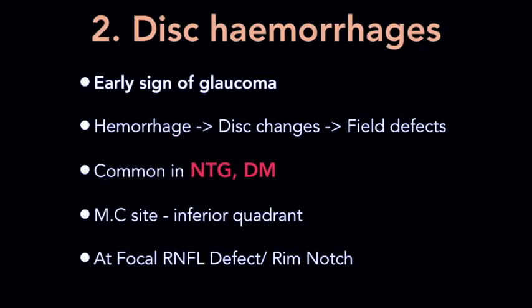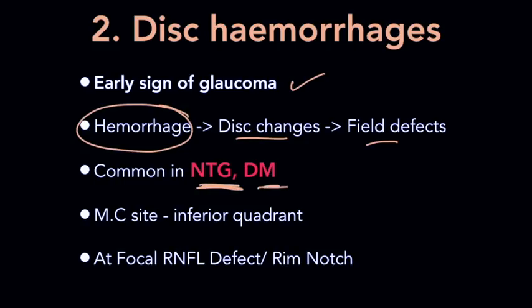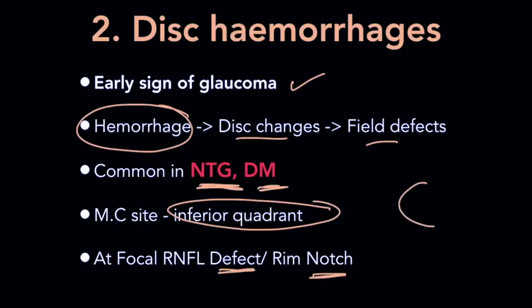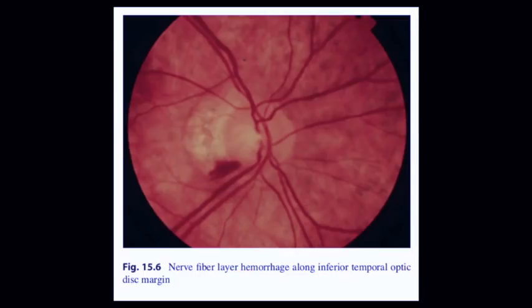Okay, so some important features: as just said, it's an early sign of glaucoma, and hemorrhages will always come first, or they precede the disc damage and field defects. They're very common in normal tension glaucomas and in diabetes mellitus patients with glaucoma. The most common site is the inferior quadrant, and they will follow the notch and the defect. So when you see a notch, you can see a defect in the RNFL, and also you can see a hemorrhage. Again, this shows the hemorrhage here. You can see the hemorrhage in the inferior part.